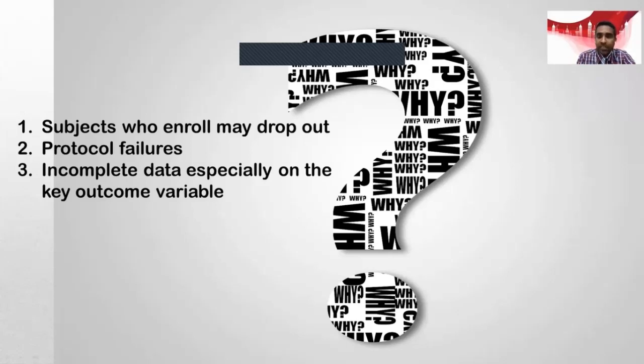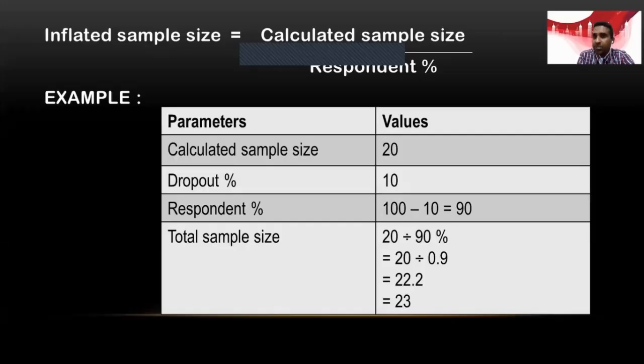Or sometimes the patient may not be available to give the repeated measures readings, or there may be some incomplete data. In those cases, we have to consider the case as a dropout. So how to adjust for the dropout? We have to inflate the sample size, anticipating the dropout rate.